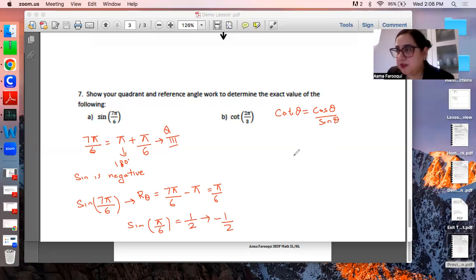In this case, the answer is coming as negative 1 over root 3. That's my final answer. This finishes my demo lesson. Now we're going to reflect on what we have learned today.